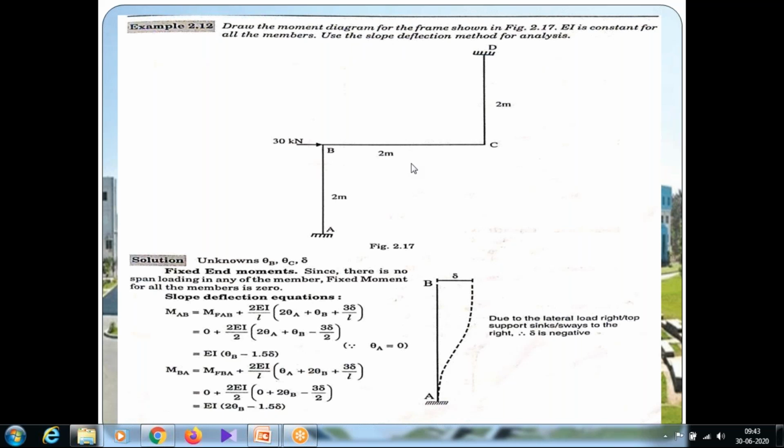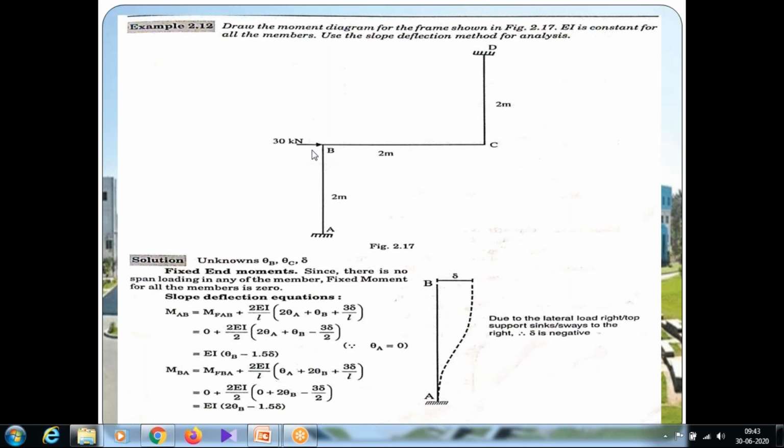In this frame, there are three members in it: A to B, B to C, C to D. Totally three members. Support A is fixed and support D is also fixed. The support A is a bottom support, but support D is the top support. The support D is at the top and the member is at the bottom. But in member AB, the fixed support is at the bottom and the member is at the top.